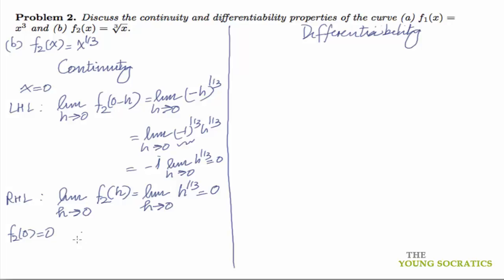So the function is continuous at x equal to 0 also, and we already argued that for x greater than 0 and for x less than 0 the function is continuous. So we conclude that this function is continuous everywhere.